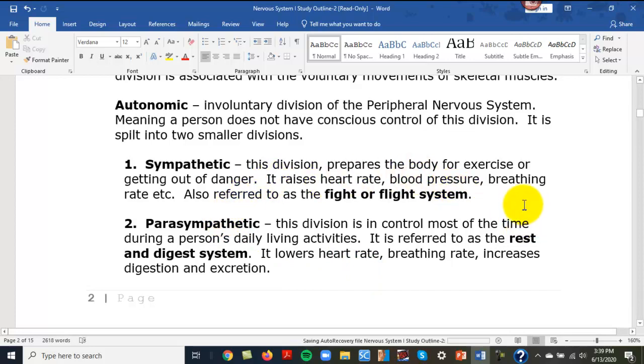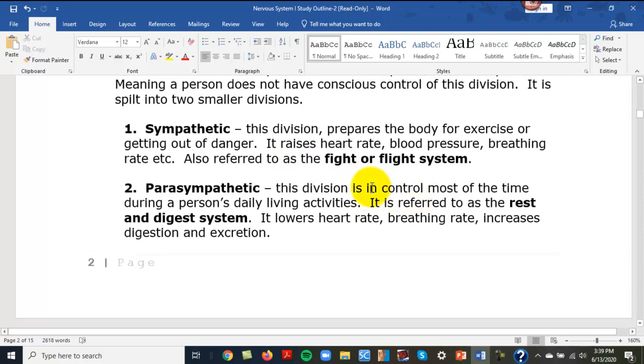I had an instructor say you cannot try to pee while running full speed. I don't know why you'd want to do that, because when you're running full speed, that's the sympathetic division in control, and it's pushing blood to other areas and the nervous system in other areas.